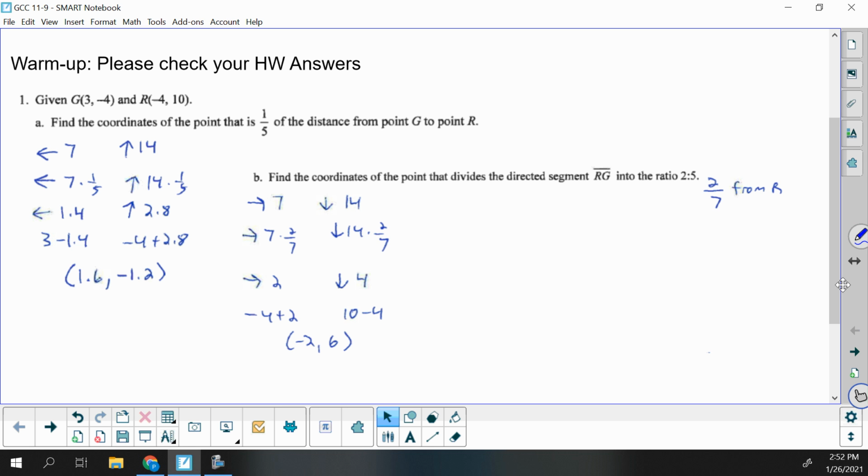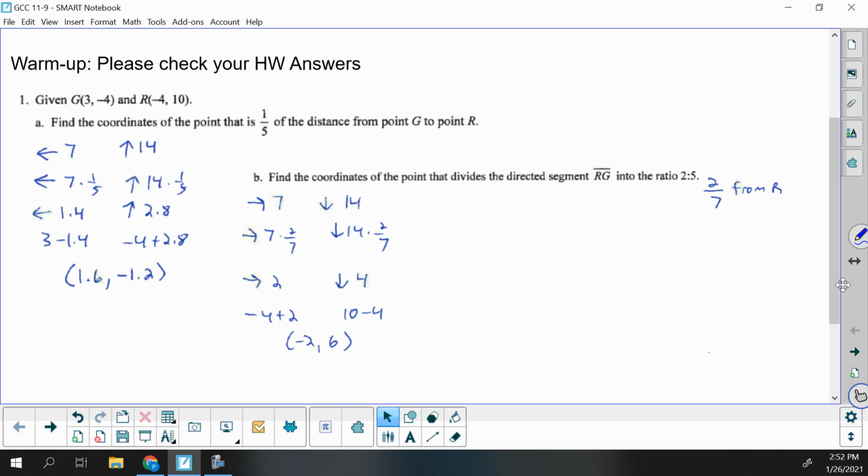So from G's coordinate, the X part, the 3, we want to move left 1.4. When you move left in the X direction, you're subtracting. So 3 minus 1.4 gives us 1.6 for the X value. We wanted to move up 2.8. In the Y's, when you move up, you're adding. So -4 plus 2.8 gives us -1.2.